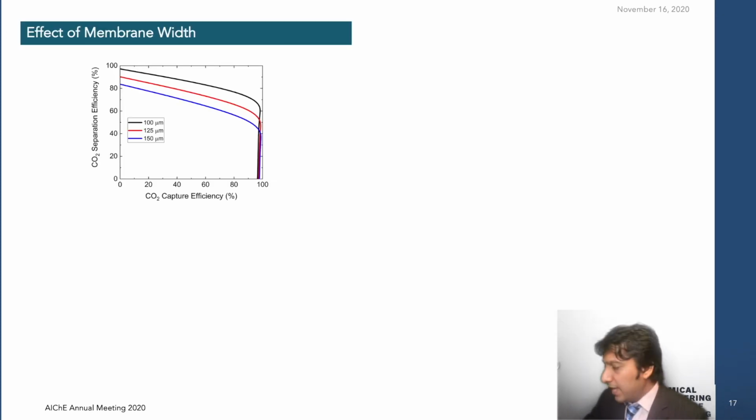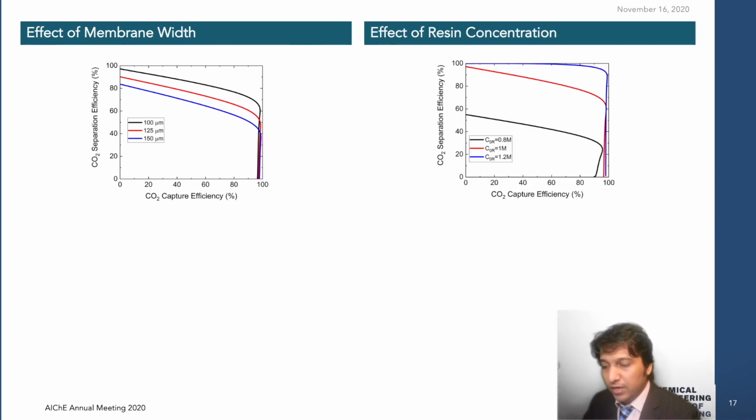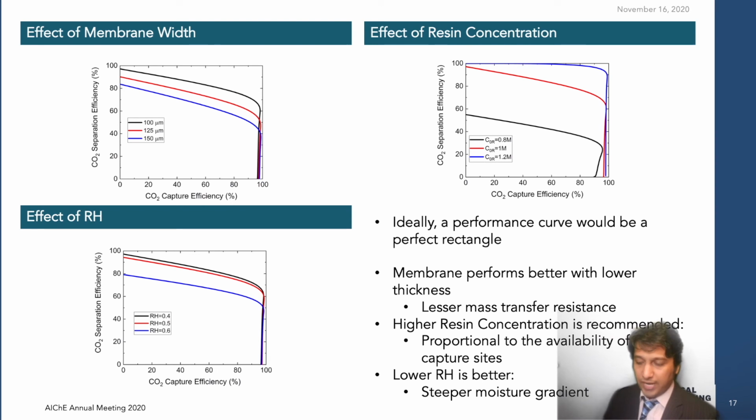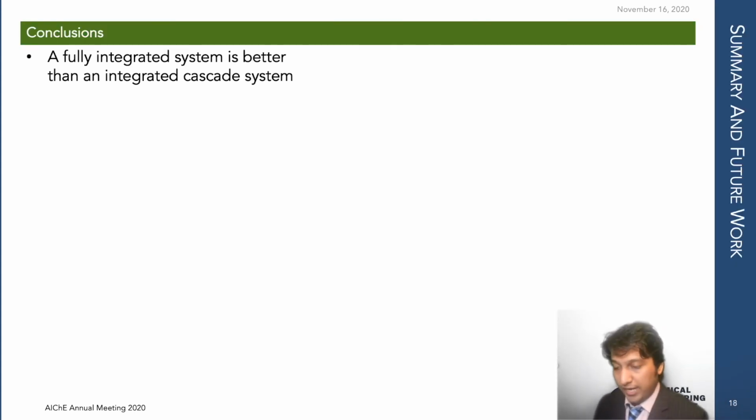So here we evaluated the performance curves of different operating parameters: membrane width, resin concentration, and the effect of relative humidity. Intuitively, it's clear that the thinner the membrane, the better the performance curve; the higher the concentration of resin, the better the performance curve. Ideally it should be rectangular, but the membrane performs better with lower thickness because there's less mass transfer resistance. Higher resin concentration increases the availability of CO2 capture sites, and a steeper moisture gradient means lower RH.